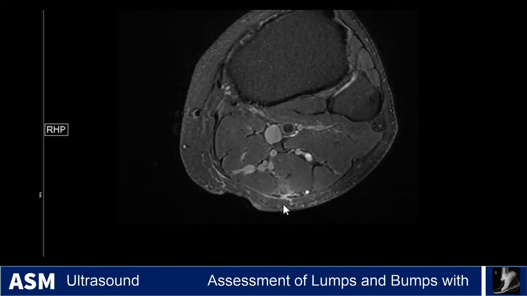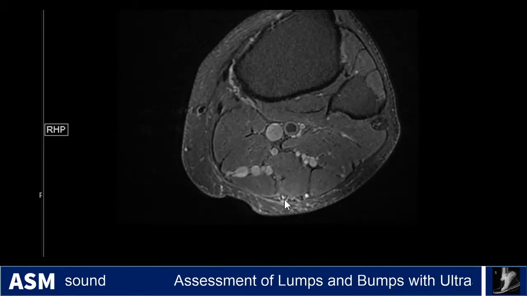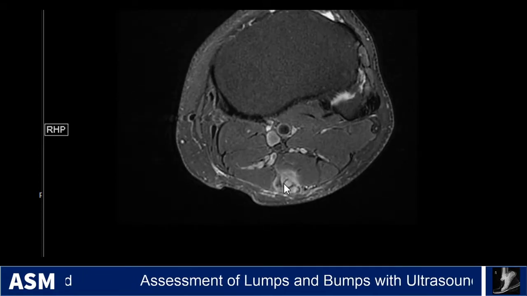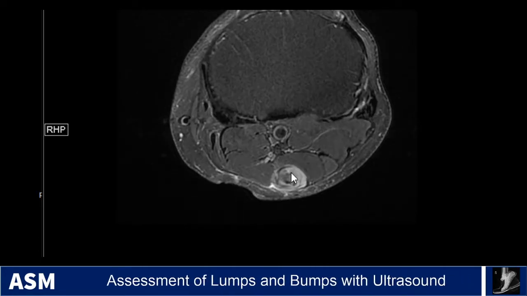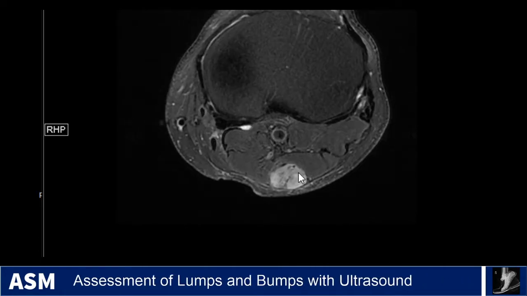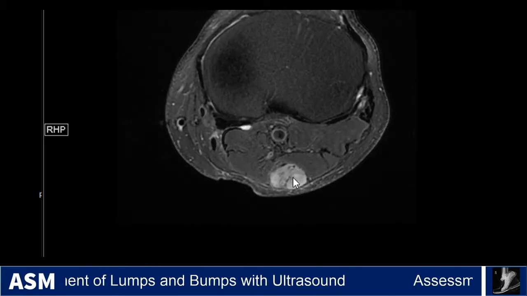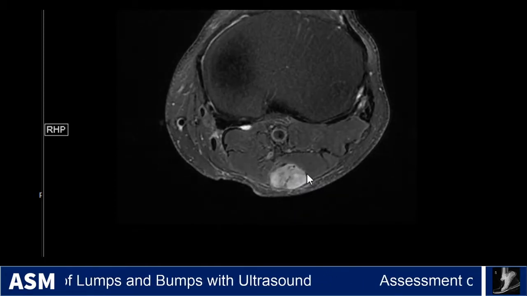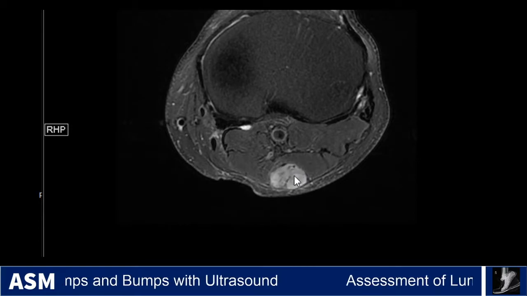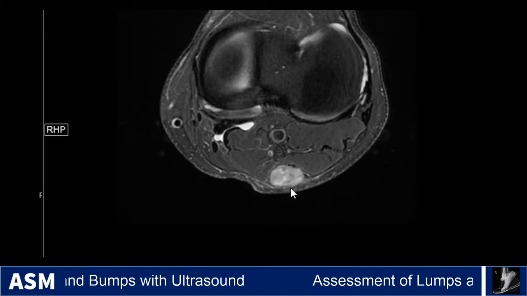If we follow this vein back up, it dilates right as it gets close to the bottom of this mass, and then it runs right into the mass, just like we saw in ultrasound. We see this somewhat heterogeneous proton density, hyperintense mass. It causes compression on the adjacent muscle. It displaces the overlying fascia.